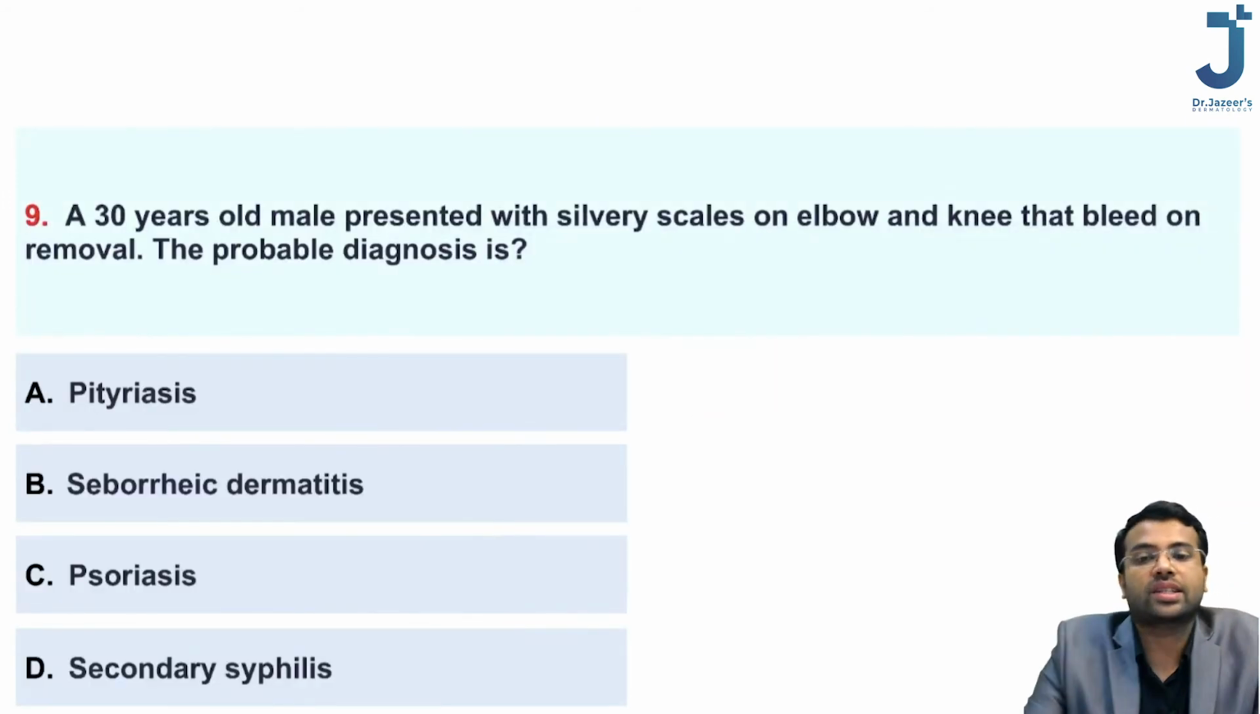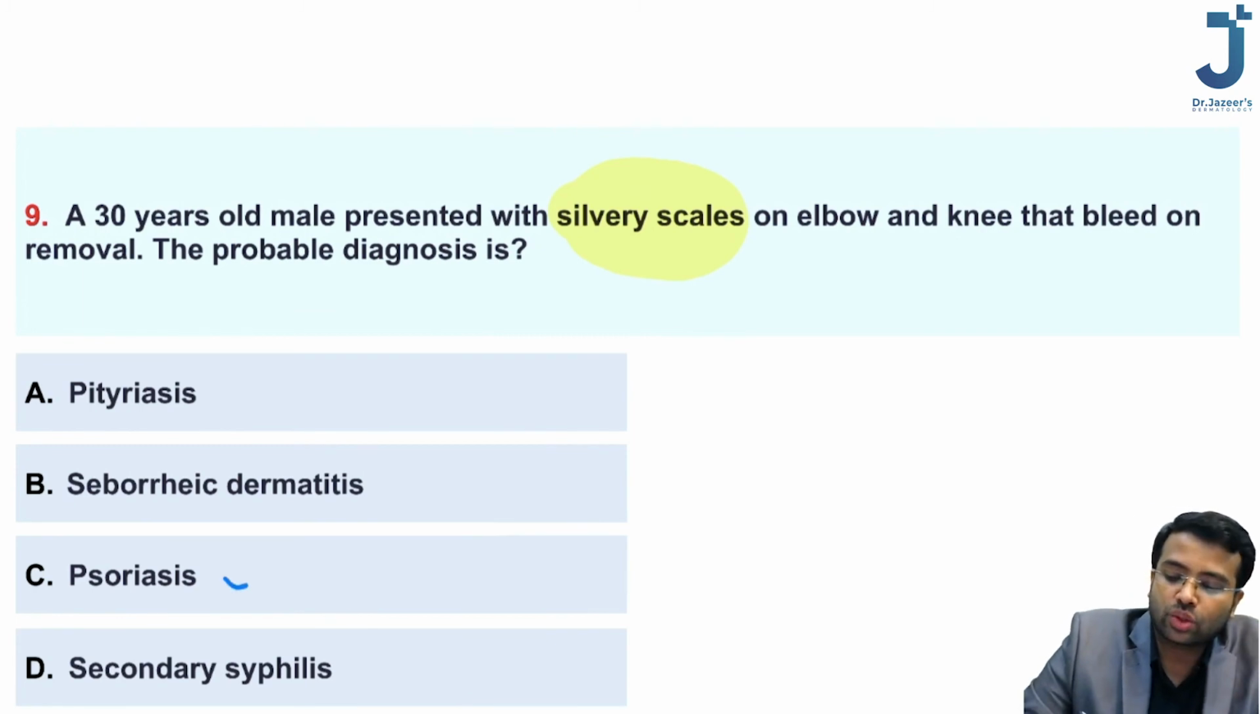So let us see the next MCQ, that is, a 30-year-old male presented with silvery scales on the elbow and knee that bleeds on removal. So the probable diagnosis is, again, since we are repeating the same thing, erythematous plaque with silvery white scales, the diagnosis is going to be again psoriasis.